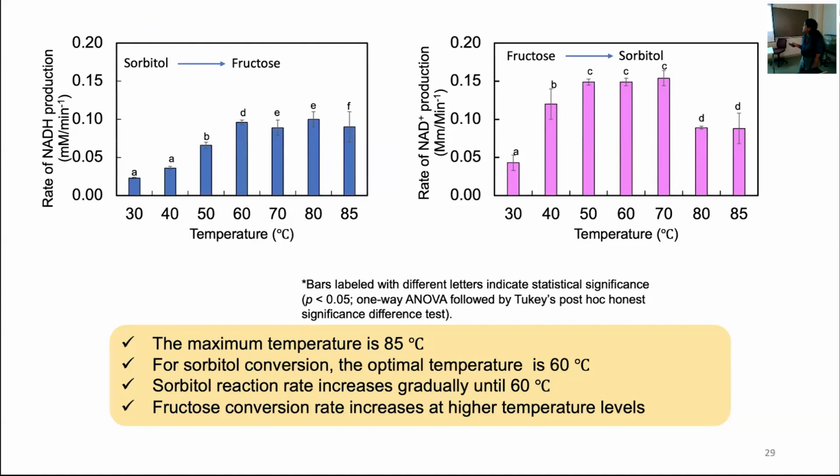So we could see that this is the sorbitol conversion at different temperatures. We could see that there was a gradual increase of sorbitol conversion with temperature starting from 30 to 60. After that, we could see that there were ups and downs in the rate of conversion. So we concluded that 60 Celsius is the optimal temperature for this reaction. However, the enzyme was still active at 85 Celsius, which is the highest temperature for the enzyme's activity.